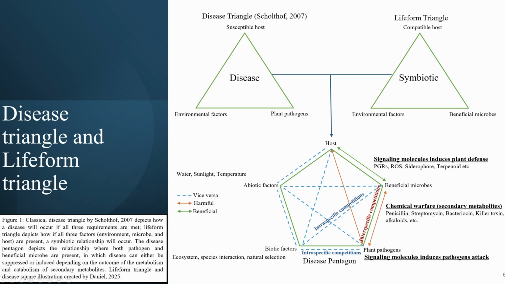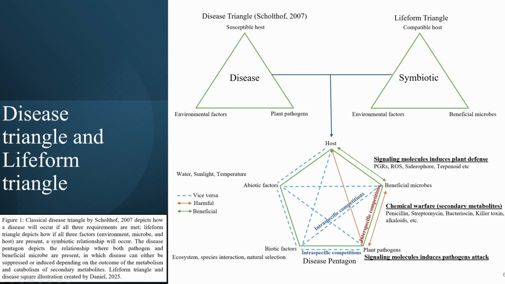The relationship between host and beneficial microbes is usually through signaling molecules that induce the plant defense. Some examples are the PGPR reaction, reactive oxygen species, siderophore, terpenoid, etc. All these chemicals are secondary metabolites produced by the beneficial microbes to help the host gain that specific resistance.